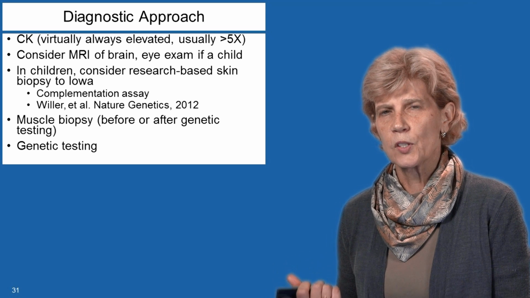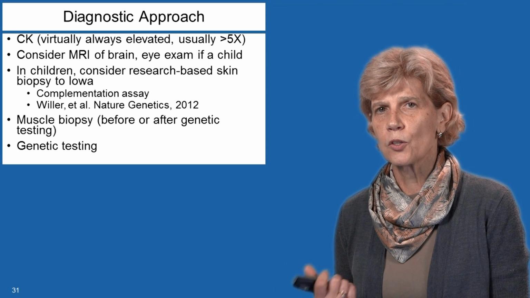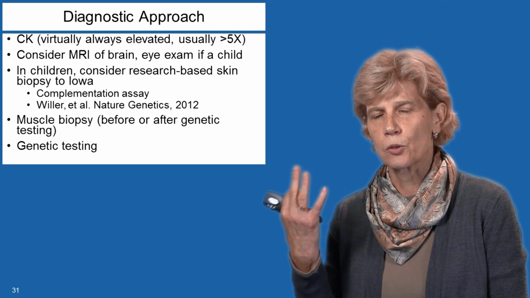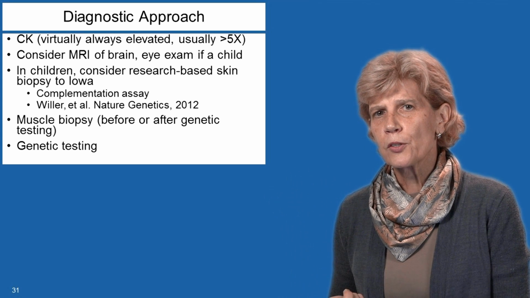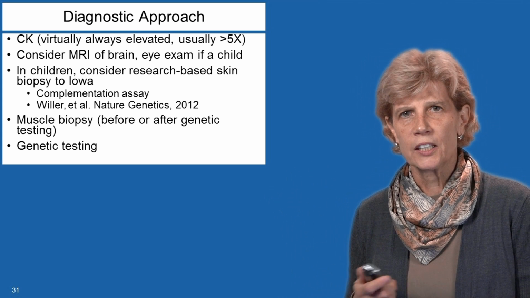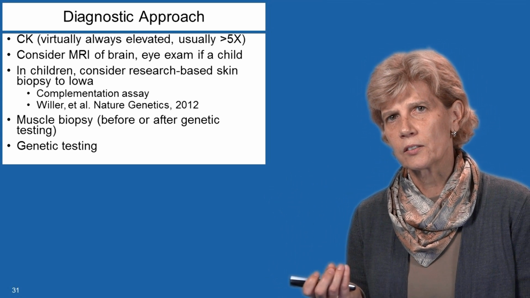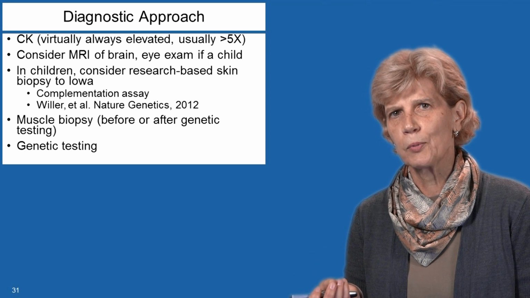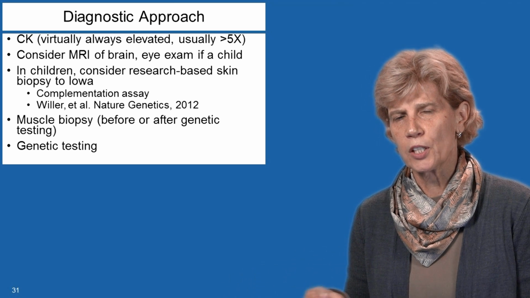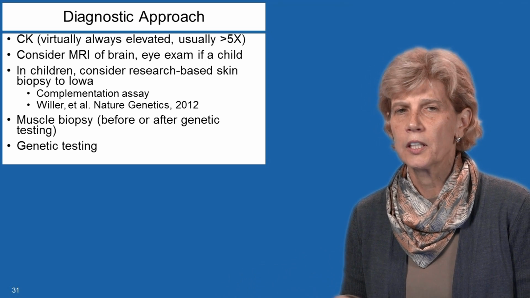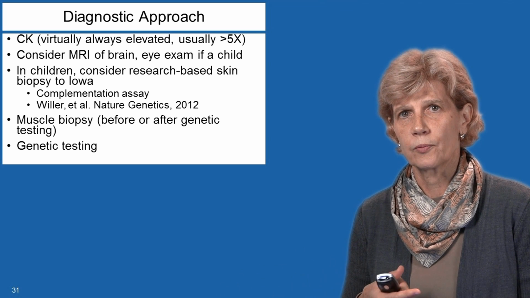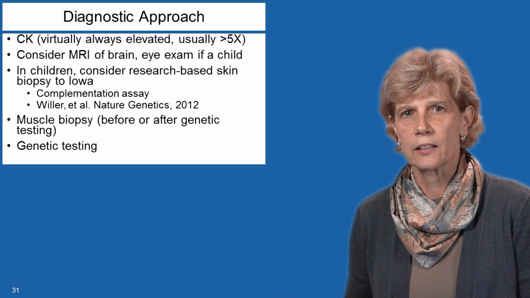The diagnostic approach, we always start with the CK, which is virtually always more than 5 times normal. If it's a young child who has developmental abnormalities, you can consider doing an MRI of the brain and think about whether to consult the ophthalmologist to do a good eye exam. We have a research-based skin biopsy test that we do at the University of Iowa that's a complementation assay in which we grow the skin in tissue culture, document that there is hypoglycosylation on the skin, and then introduce each of the known dystroglycanopathy genes to see if we can restore glycosylation. That can be helpful in either confirming a suspected diagnosis or in directing you to what gene is most likely.